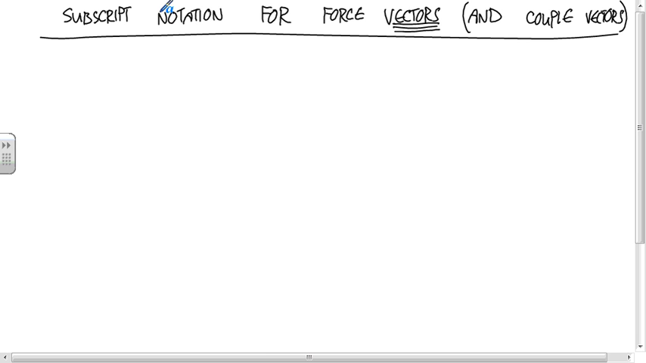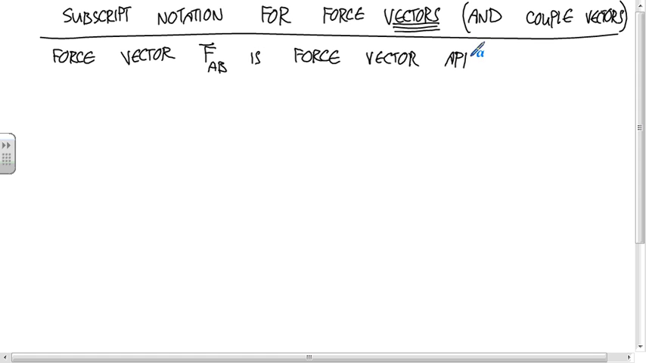Okay, so the subscript notation says the force vector FAB is the force vector applied to body A by body B.